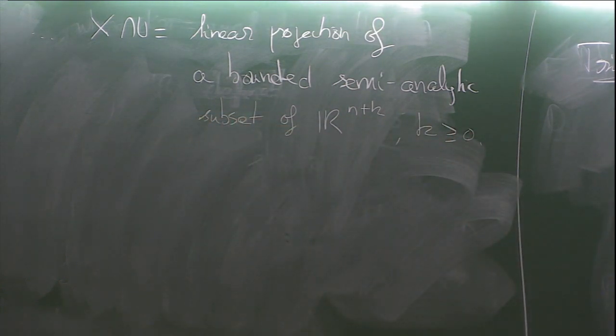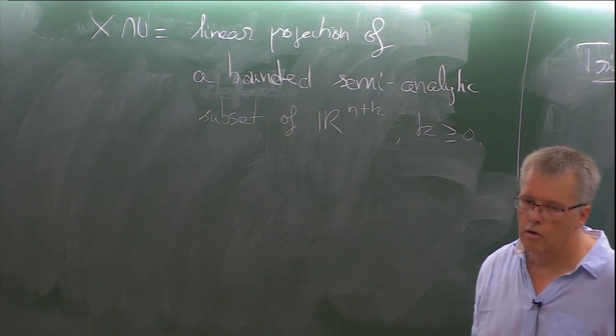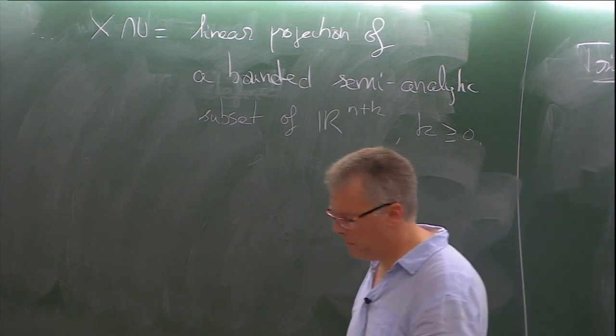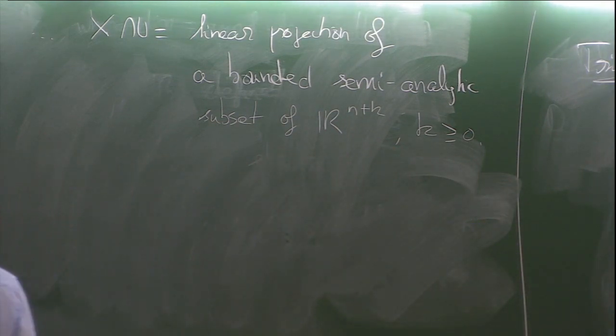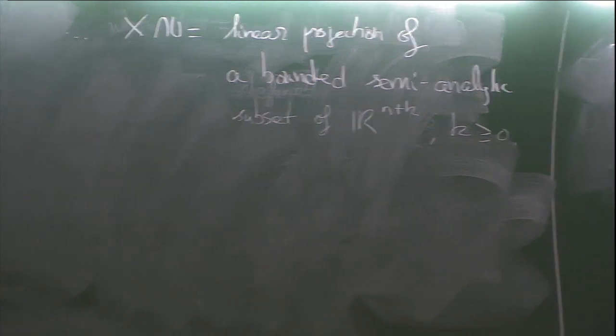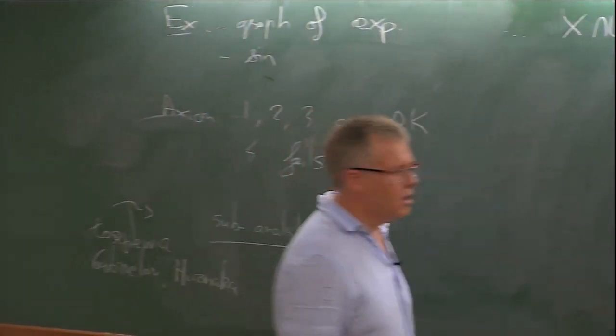Axiom four is not satisfied: the projection of semi-analytic is not semi-analytic. So you add all the sets which are obtained by linear projection. But of course, you have to be careful now. It's much better to have bounded, because if you put unbounded, then terrible things happen. And now, if you take these categories, then it's much better in some sense. Why? Because you can prove that the complement of a sub-analytic set is sub-analytic. This is Gabrielov's theorem, and this is really the crux of this theory.